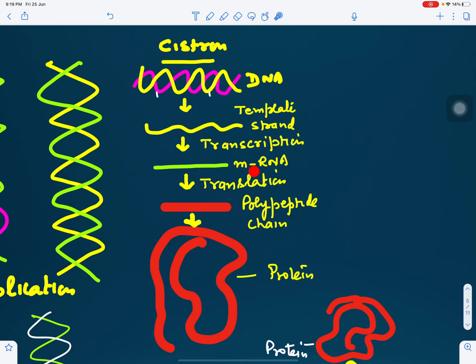So messenger RNA, with the help of ribosomal RNA and transfer RNA, will form polypeptide chain. So polypeptide chain later on can form various kinds of protein. They can show one-dimensional structure, two-dimensional or three-dimensional, primary, secondary, tertiary or quaternary structure. So whatever coded information is present in the DNA, now that has been converted in the form of a protein. So this transfer of information has occurred in the protein.